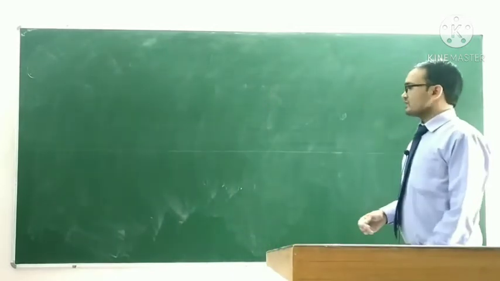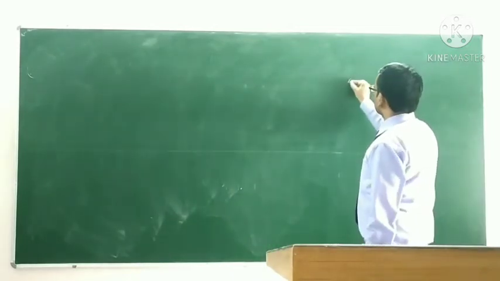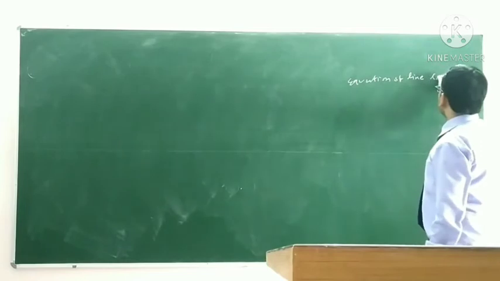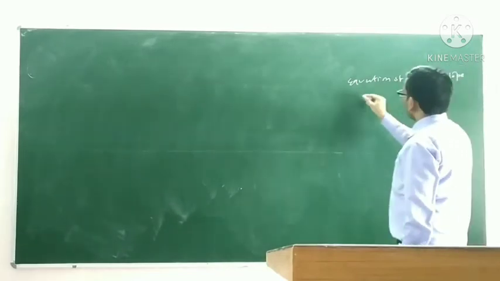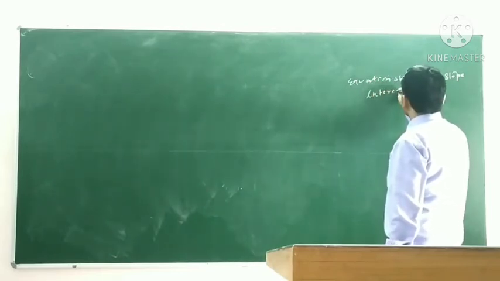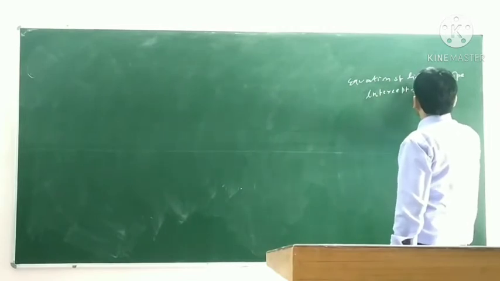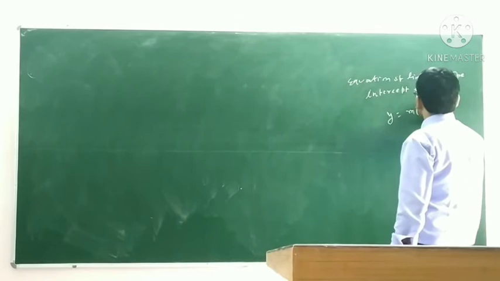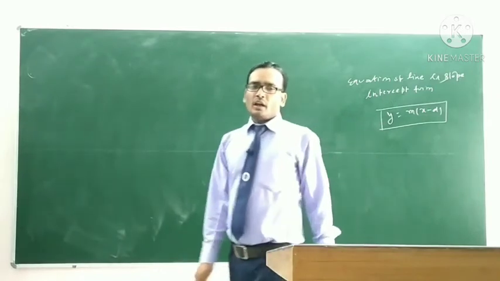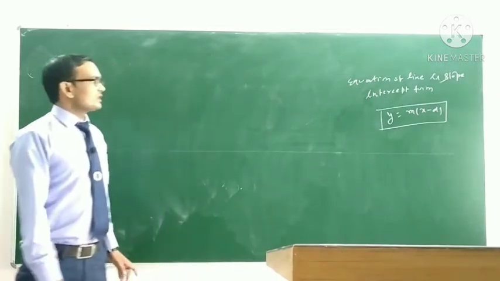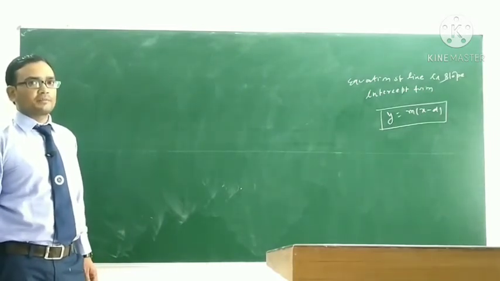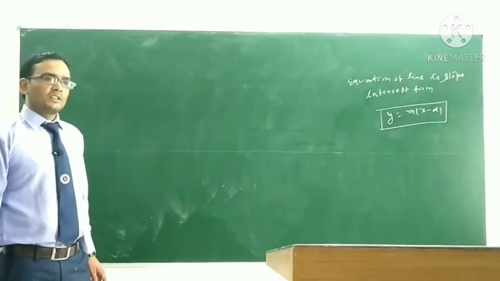Okay students, we have already discussed in a previous lecture the equation of a line in slope intercept form. Okay students, y equal to m into x minus d. Okay students, here m is the slope of the line and d is the x intercept made by the line. Okay students, question number 8.